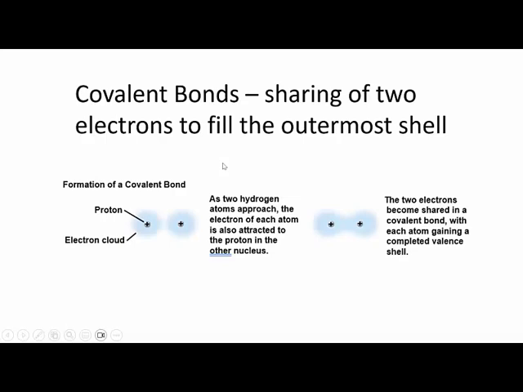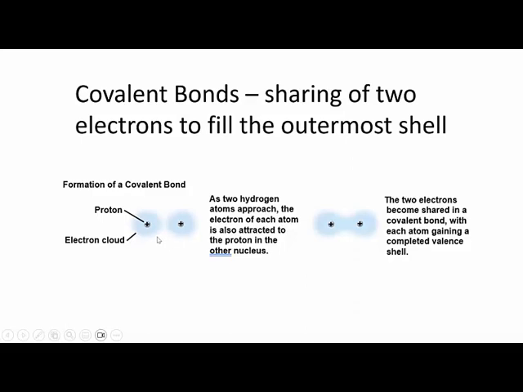In covalent bonds, atoms share 2 or more electrons to fill the outermost shell. So here we have 2 atoms of hydrogen, and we don't see the electrons because remember they're kind of in a cloud around the nucleus. We have a proton inside of the nucleus, and the atomic number of hydrogen is 1, which means that it has 1 proton and 1 electron.